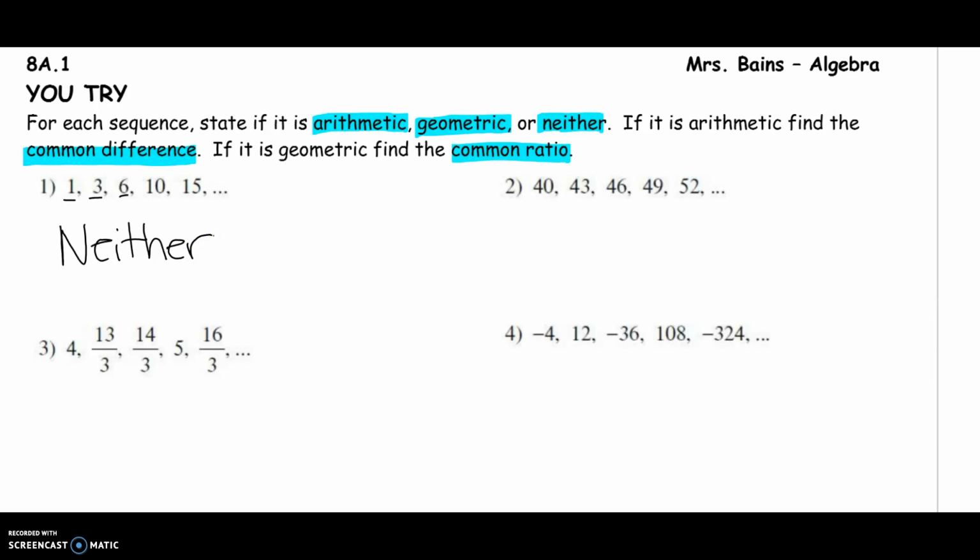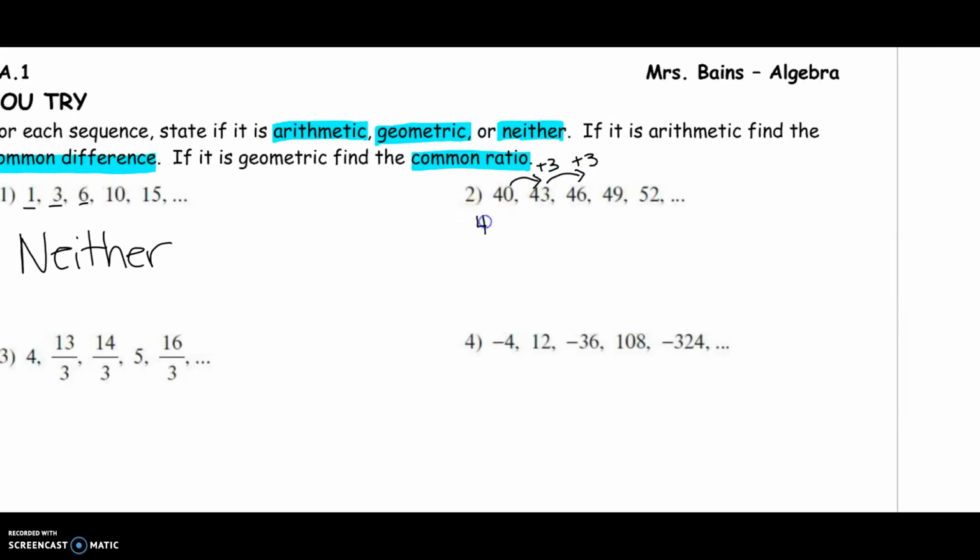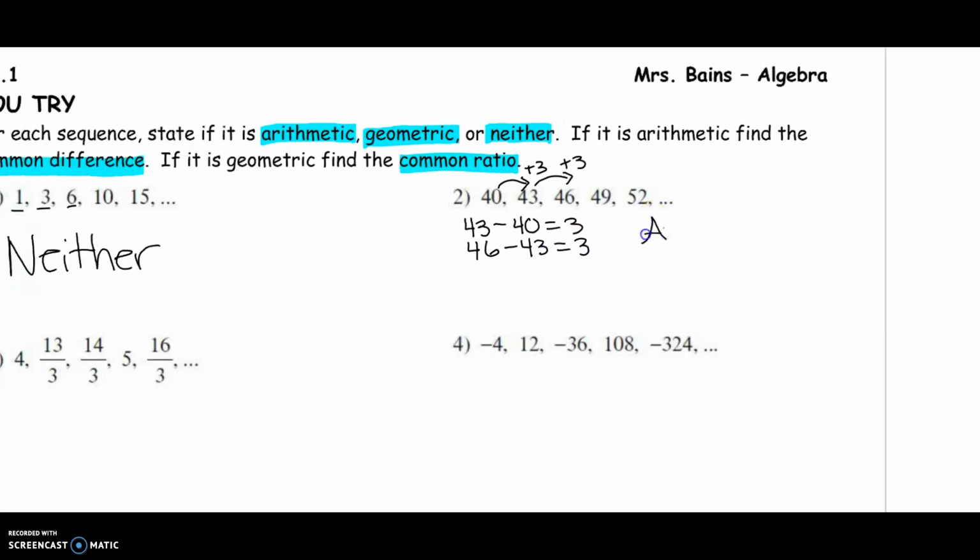Number 2, you might easily be able to tell that this is going up by 3 every time. And that is our common difference. Again, if we wanted to show our work, we could subtract the second term by the first term, the third term minus the second term, and we have a common difference of 3. So we're going to say that this is arithmetic. And D is equal to 3.